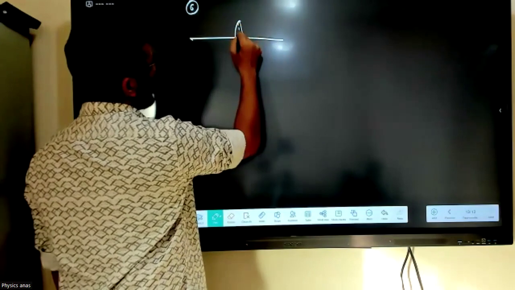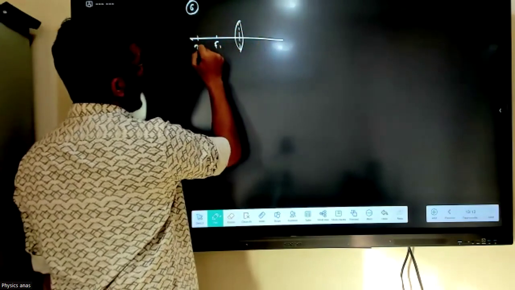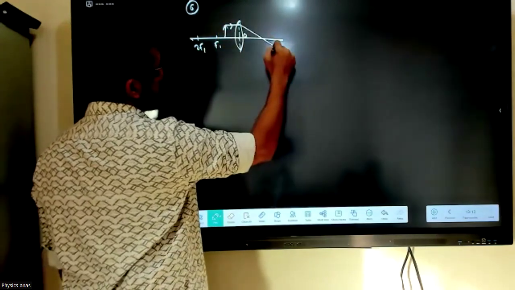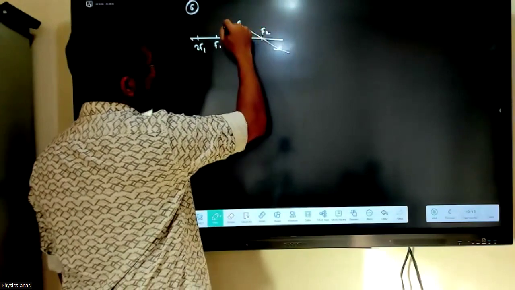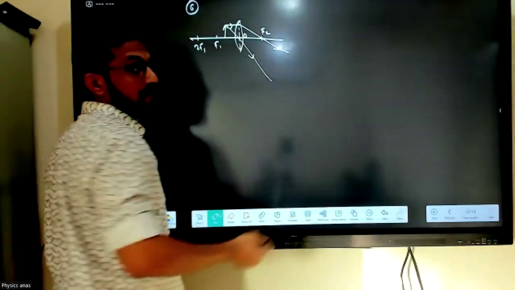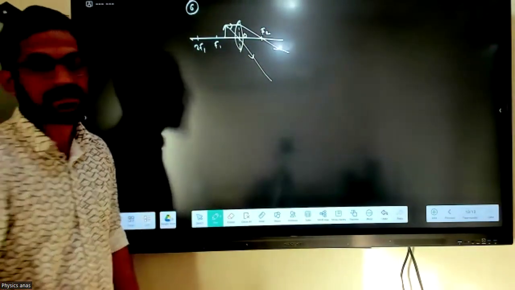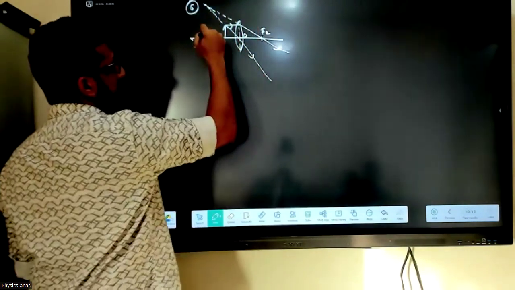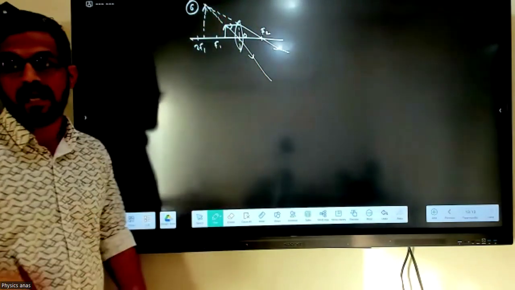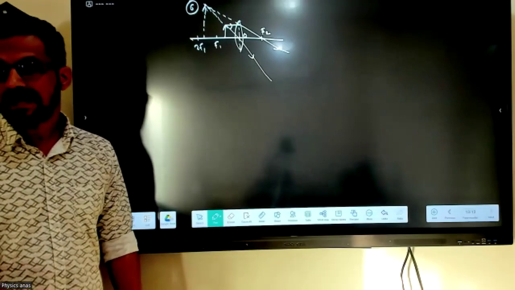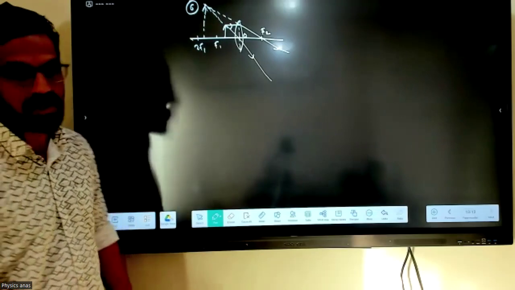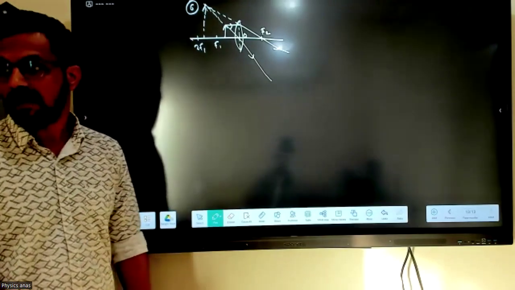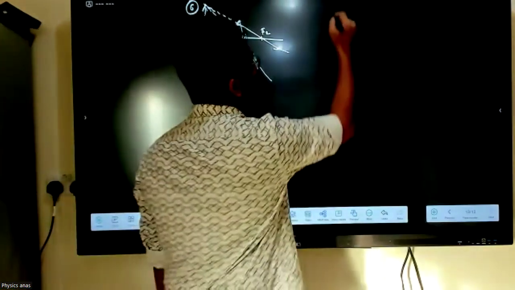We are placing the object between f1 and optic center. So the object is here and the first light ray is passing like this. This is F2. Second light ray is passing like this. They are going away from each other. They will not meet at the right side of the lens. So you can extend the light rays like this. If you extend the light rays, they will meet at a point and you will get an image there. That image will be virtual and erect and on the same side as that of the object. It will be enlarged. So that's six figures for convex lens.